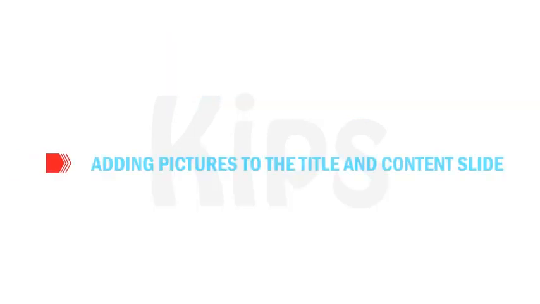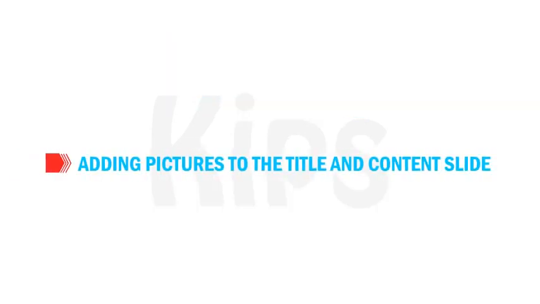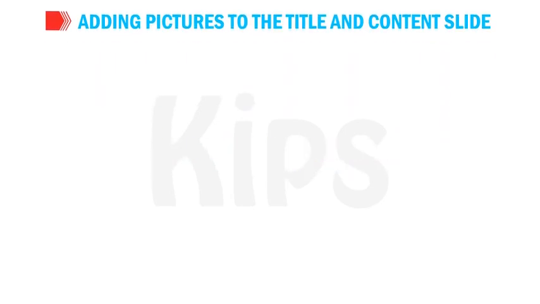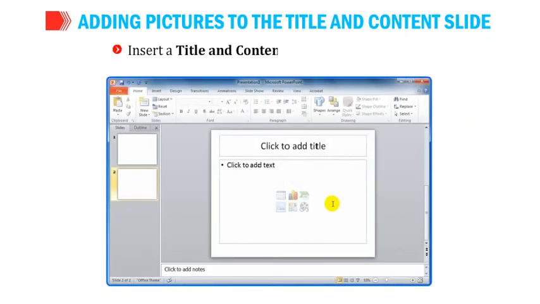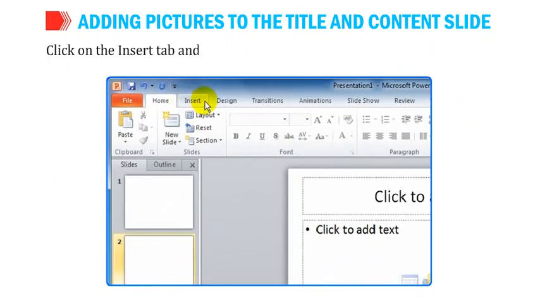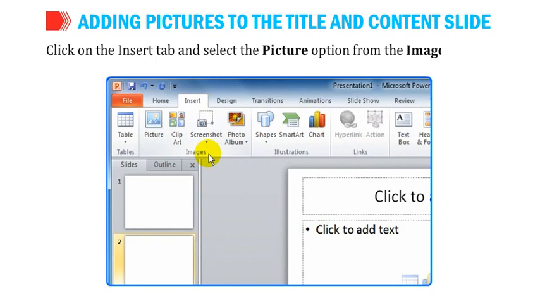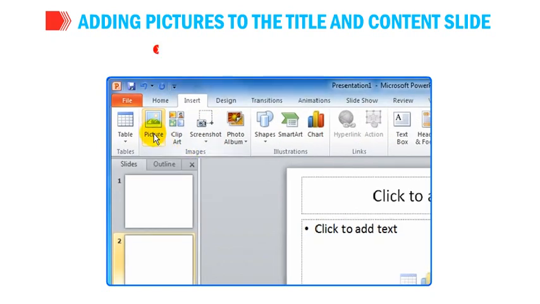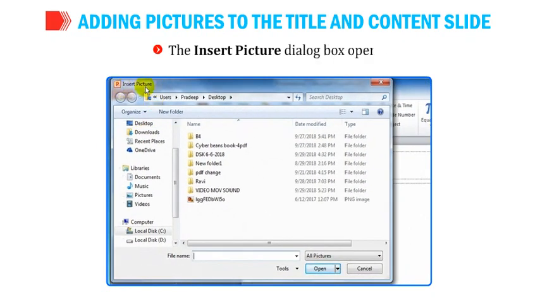Now let us talk about adding pictures to the title and content slide. Insert a title and content slide to the presentation. Click on the Insert tab and select the picture option from the Images group. The Insert Picture dialog box opens.